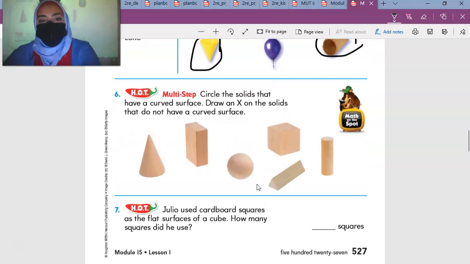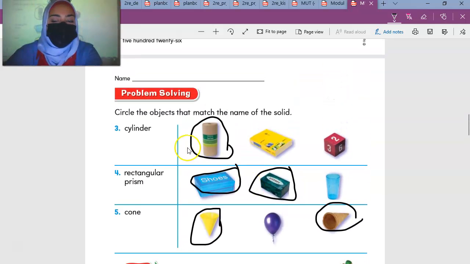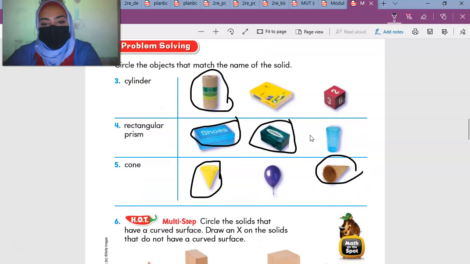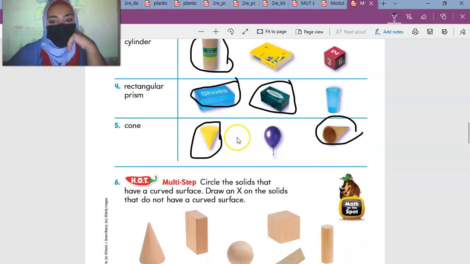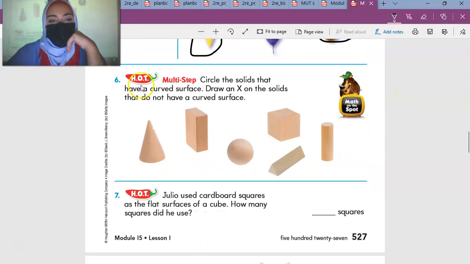All right, so this is pretty simple. Now, guys, just because in the past we've only circled 1, it doesn't mean that on all the problems there's only going to be 1 right answer. There's going to be more than 1 right answer sometimes, okay? So don't feel confused if you have to circle 2. All right, number 6. Circle the solids that have a curved surface.